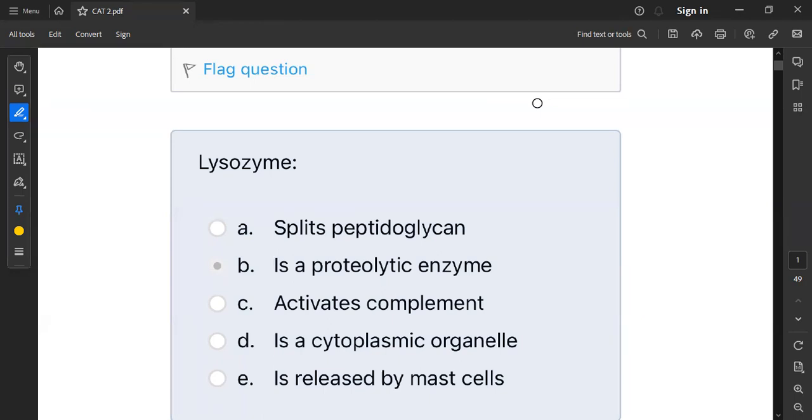Is it to split peptidoglycan? Is it a proteolytic enzyme? Does it activate complement? Is it a cytoplasmic organelle? Is it released by mast cells? So what could be the most correct response for this?